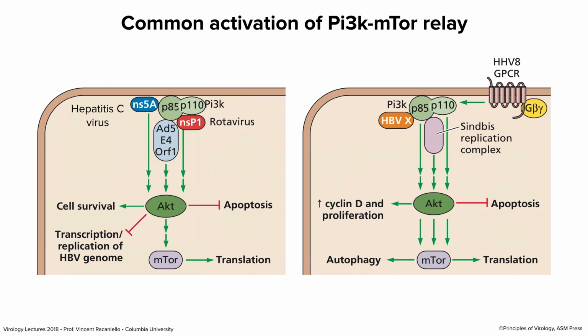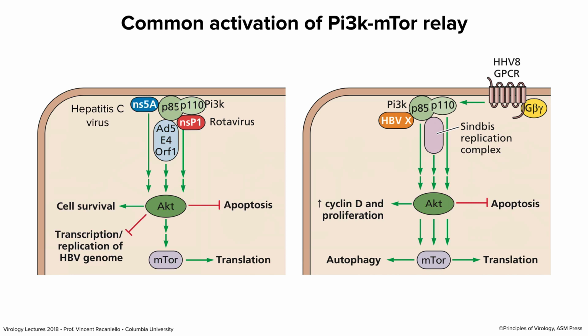Sometimes different viruses affect the same pathway, as you might guess. You saw some examples of that in the previous slide. Here, a couple of other examples of, again, the PI3K, AKT, mTOR pathway. And here we have some viral proteins on the left interacting with a subunit of PI3K. You have a hepatitis C virus protein, you have a rotavirus protein, you have an adenovirus protein. They're all binding PI3K, and they're stimulating its activity, stimulating signaling through AKT, and this results in cell survival. You have inhibition of programmed cell death, apoptosis.